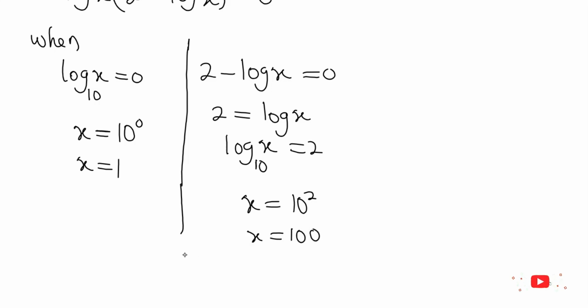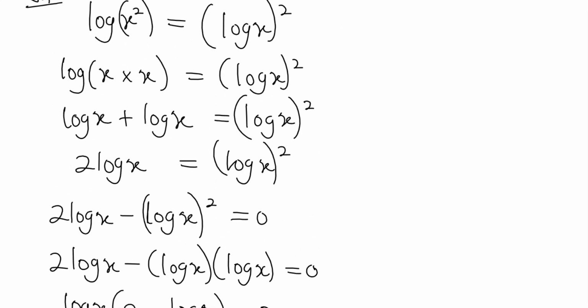Therefore there are 2 values for x. That is x equal to 1, or x equal to 100. And this is how we can find the value of x in this logarithmic equation. So having known this, let's try the next example.